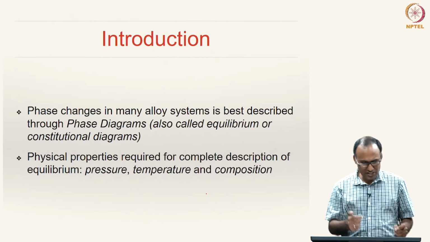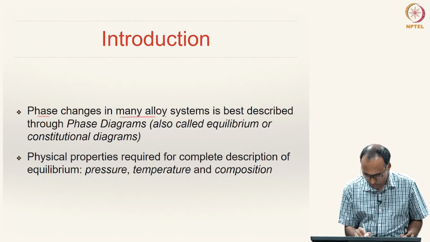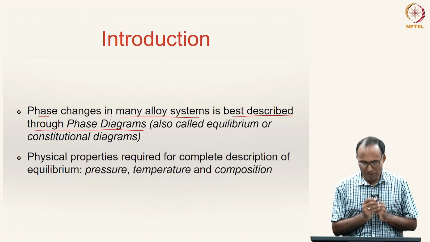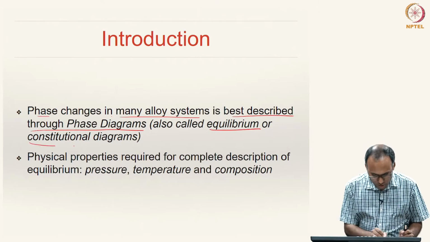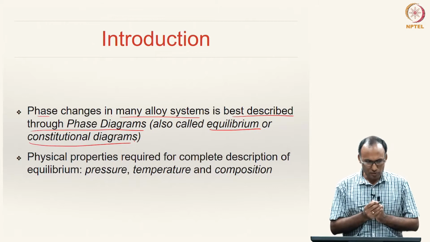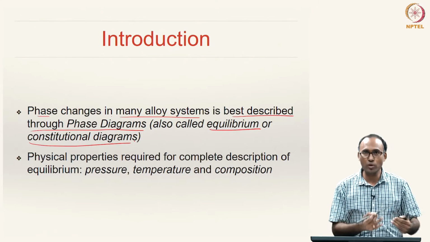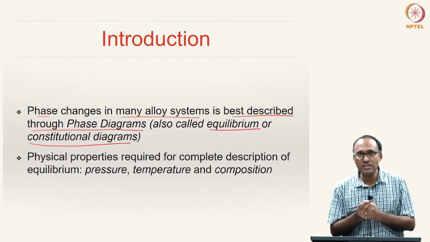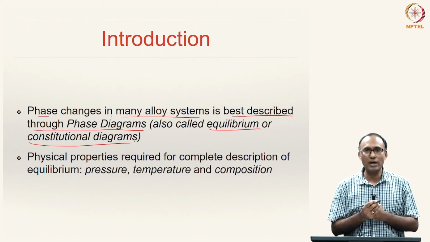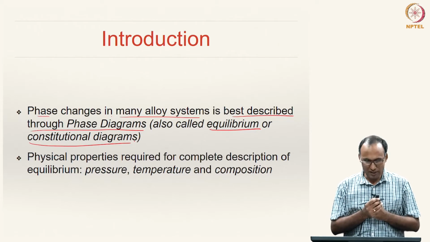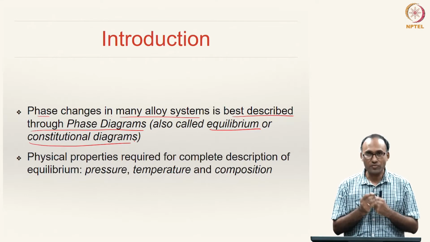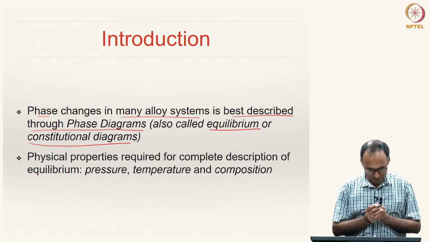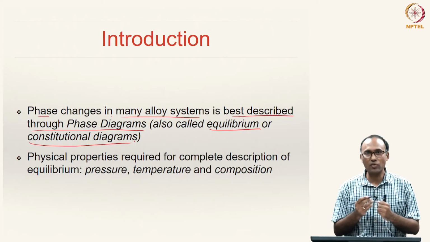So, the phase changes in many alloy systems are best described by phase diagrams. The phase diagrams are also called equilibrium diagrams or constitutional diagrams, they are synonyms. We have posed the question in the previous slide, how the changes occur, and the answer to that is usually given by understanding the phase diagrams. Phase diagrams give answers to the question of how the changes occur from one phase to another phase and under what conditions.